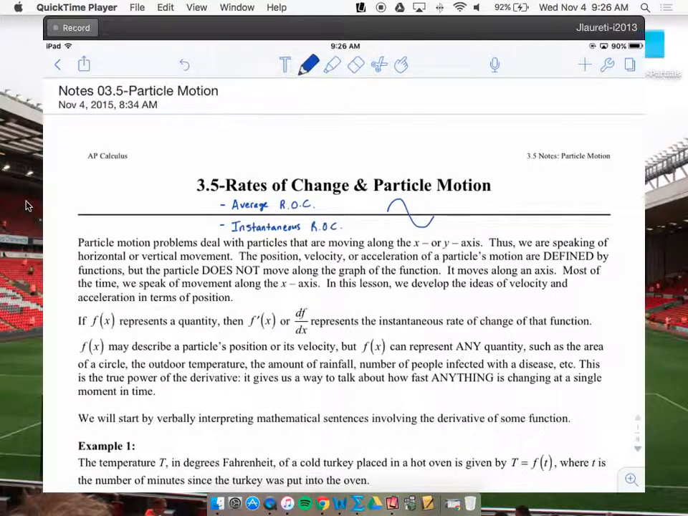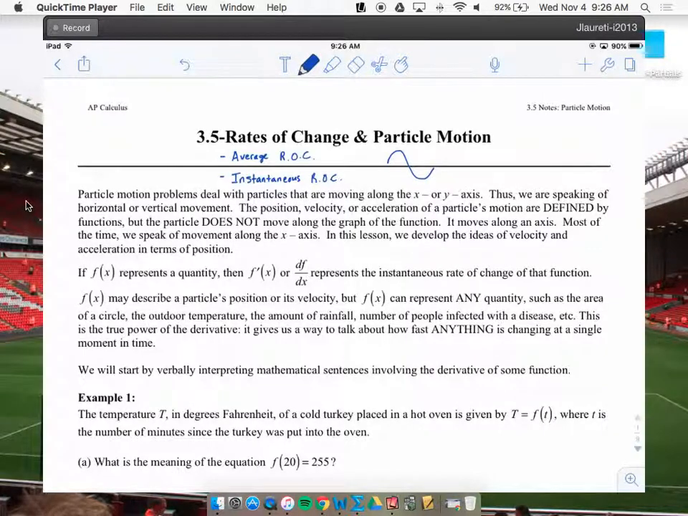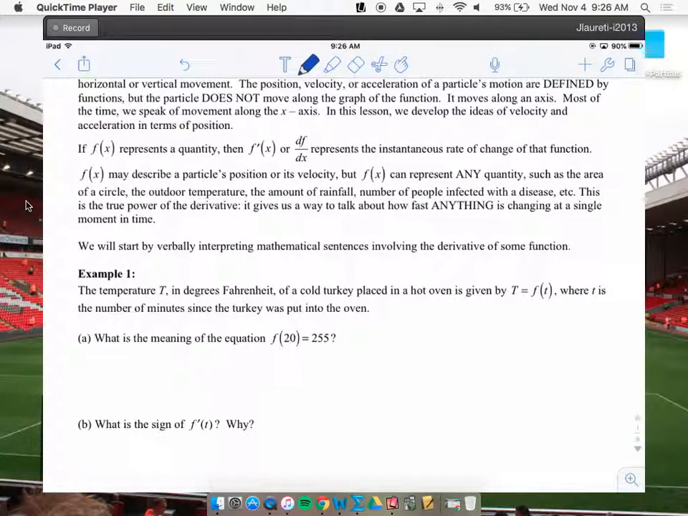All right, so a function can describe really anything, and then the derivative describes its instantaneous rate of change. So f of x could represent area, temperature, rainfall, really anything that can be quantified. The derivative gives us a way to talk about how fast or slow something is changing at a single moment. So at 5 seconds, what's happening with the rainfall outside? You're asking about one particular moment in time. One of the things you have to be able to do is take mathematical sentences and put them into words or English sentences.